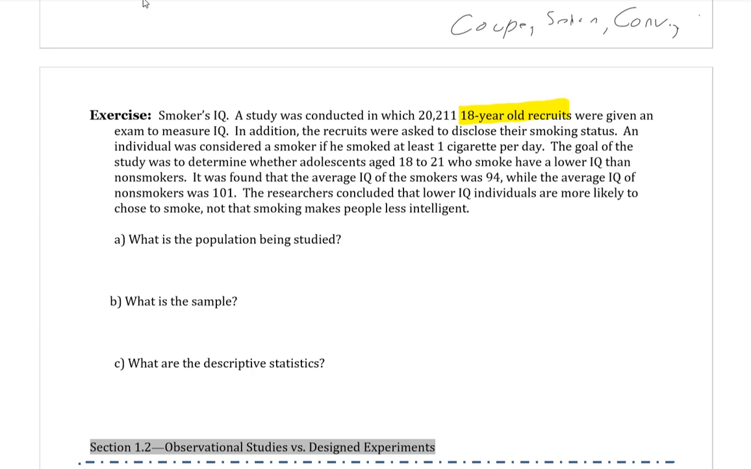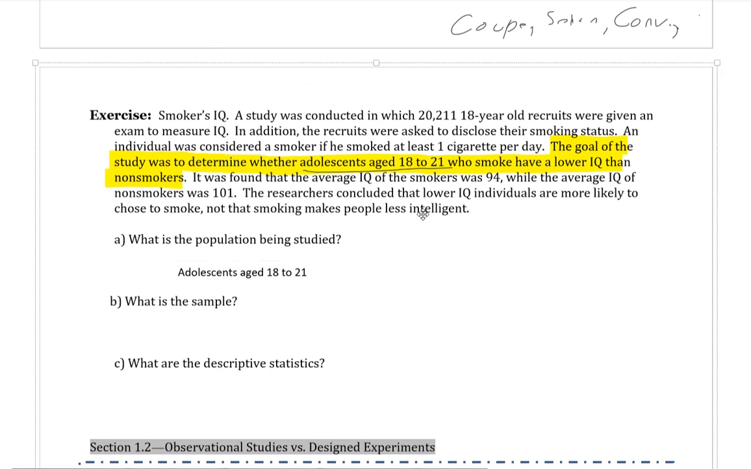However, later on in the description, it says very clearly who they wanted to describe. The goal of the study was to determine whether adolescents aged 18 to 21 who smoke have a lower IQ than non-smokers. That means the people that they were trying to describe were adolescents aged 18 to 21. So that's going to be the population I describe here. The adolescents aged 18 to 21. That would be the population being studied.